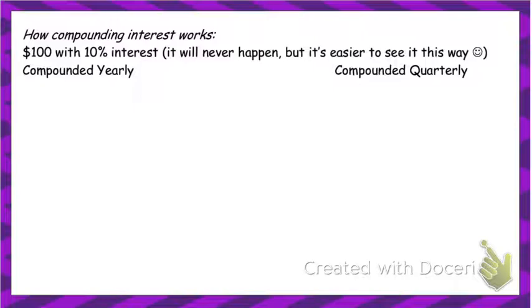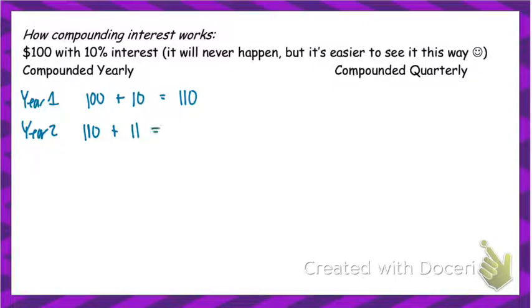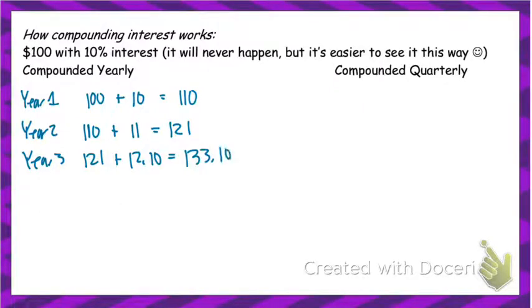Well, if it's compounded yearly, which is just simple interest, after year 1, I would start with $100. I would get my 10% interest, and that would give me $110 at the end of the year. Well, year 2, I'm still going to get 10% interest, but I'm starting the year now with $110. So that 10% interest is now $11. Then I would go to year 3. I would start with $121. I would get my 10% interest, which is now $12.10, which puts me at $133.10. So you can see you keep getting a little bit more interest each year just based on the interest that you've earned the previous year.